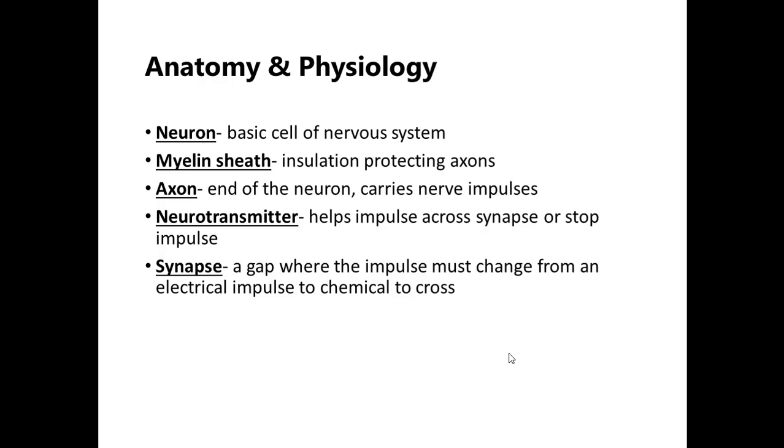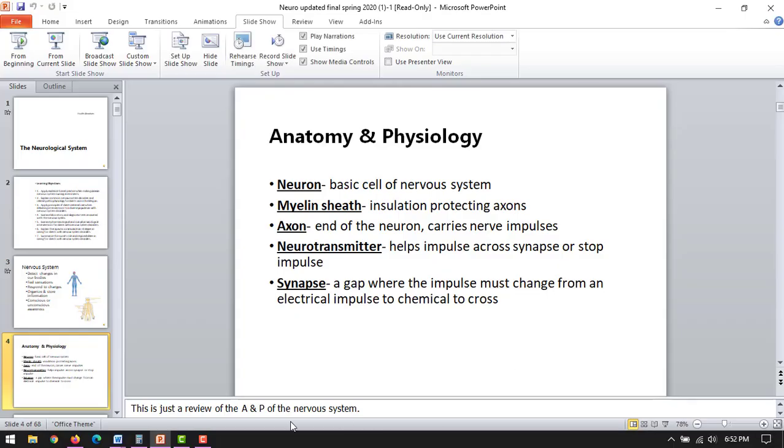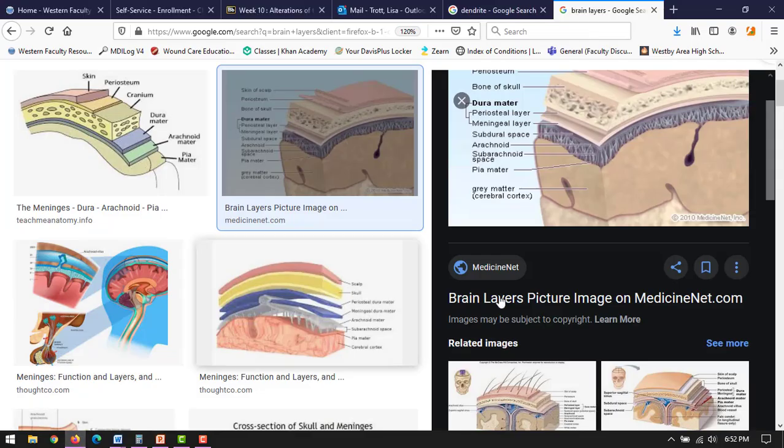So A and P of the neural system. The basic cell of the nervous system is called the neuron. This is the cell that transmits messages or impulses from one cell to the next, from the brain to the muscles. The myelin sheath, I compare it to the casing on a hot dog. Once we get into MS, it'll make a lot more sense, but I want you to think of the myelin sheath as the casing on a hot dog, because it's basically the insulation that protects the axons. I think I do have a picture pulled up, so this will make more sense if I can find my picture.